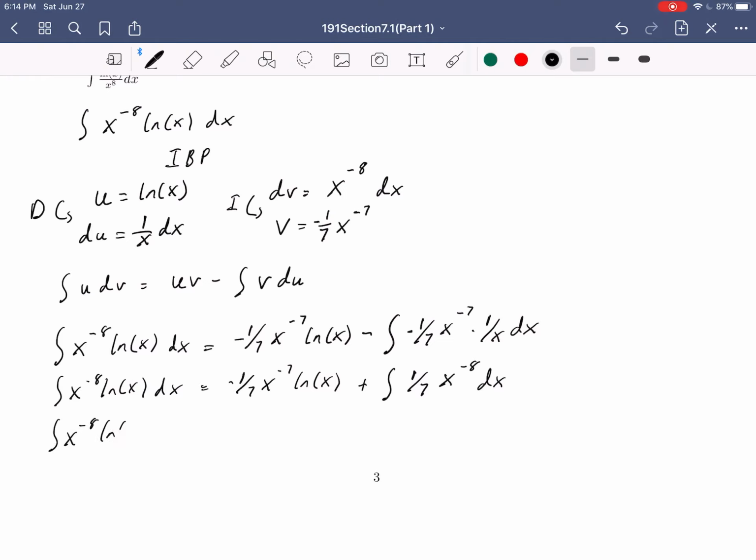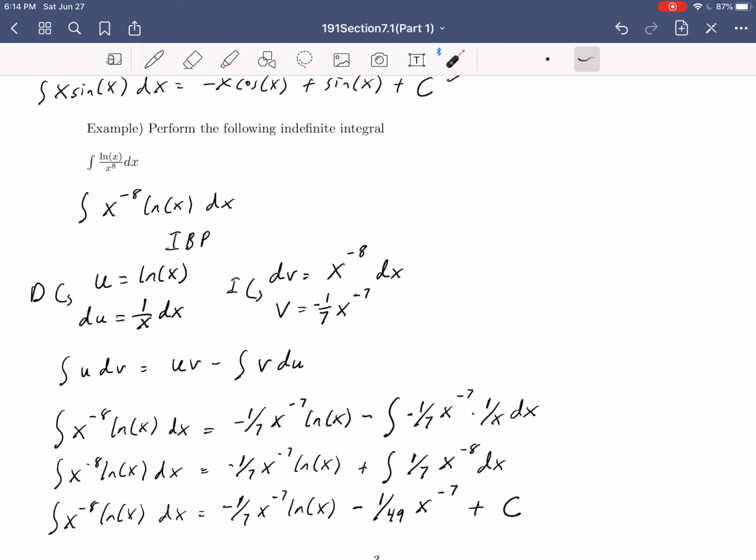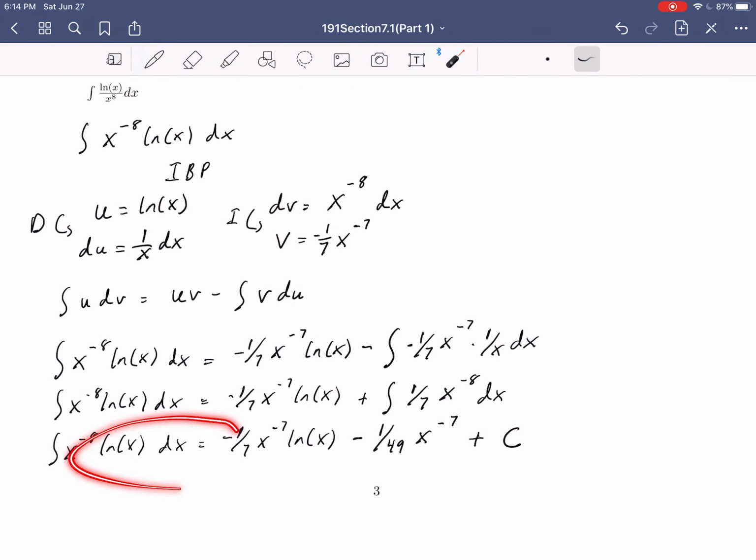The integral of x to the minus 8 ln x dx is negative 1/7 x to the negative 7th ln x. And here, if we integrate that, we're going to get x to the minus 7th, put the reciprocal of that in front, so minus 1 over 49 x to the minus 7th plus c. Always put your plus c after you've finished all of your integration. So as soon as you do that last one there, when there are no more indefinite integrals, then you can put the plus c. So there we go. There's our integral of x to the negative 8 ln x.